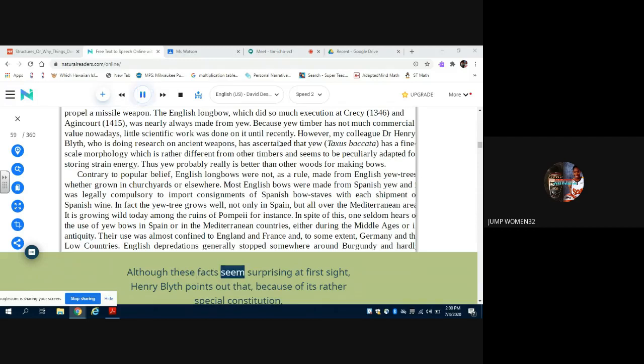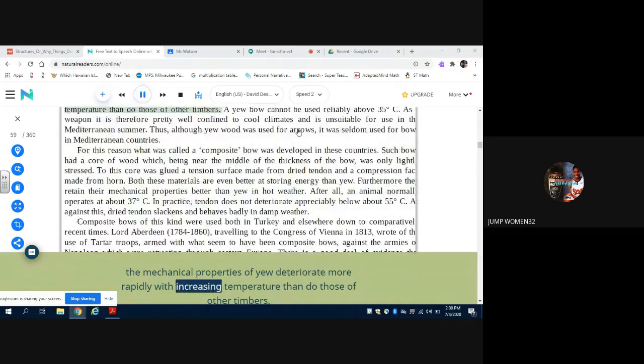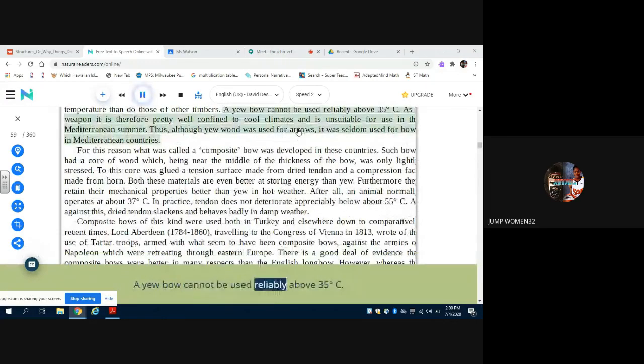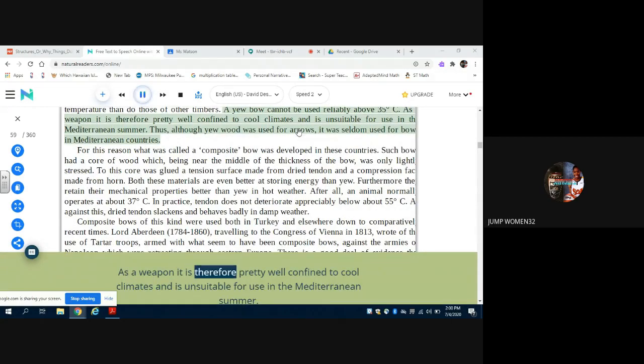Although these facts seem surprising at first sight, Henry Blythe points out that, because of its rather special constitution, the mechanical properties of yew deteriorate more rapidly with increasing temperature than do those of other timbers. A yew bow cannot be used reliably above 35 degrees Celsius. As a weapon, it is therefore pretty well confined to cool climates and is unsuitable for use in the Mediterranean summer. Thus, although yew wood was used for arrows, it was seldom used for bows in Mediterranean countries.